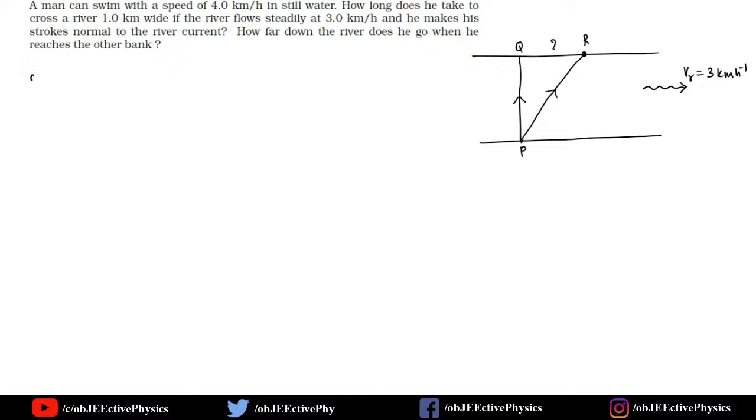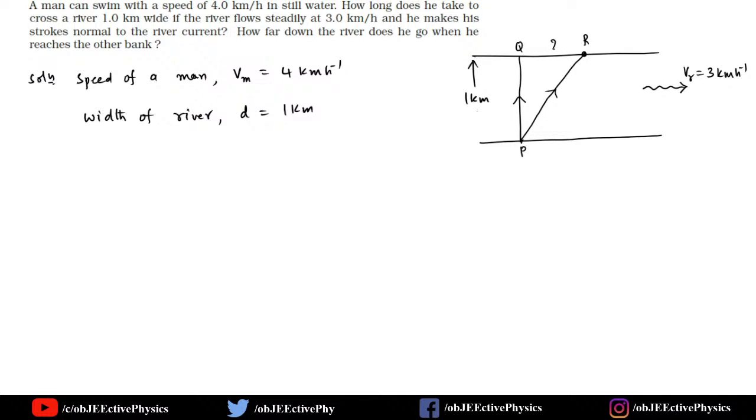Speed of the man, Vm is equal to 4 kilometers per hour. And the width of the river is also given. Width of river, D is equal to 1 kilometer, is given.